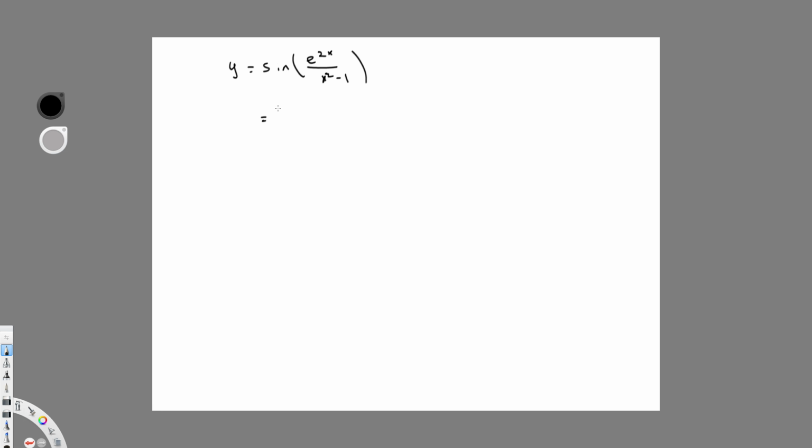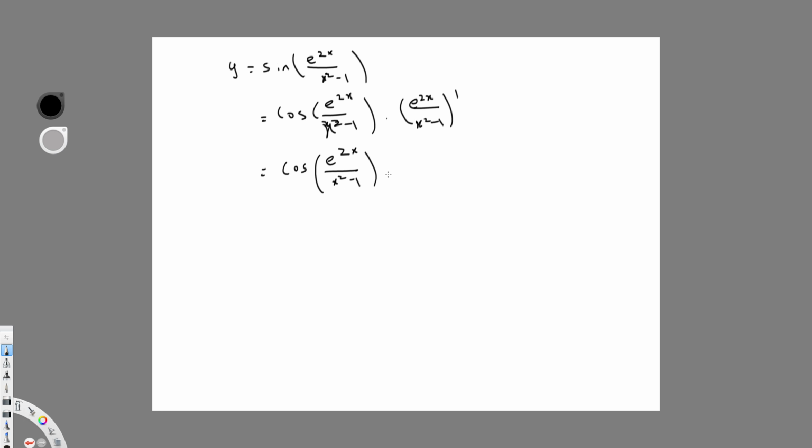So I have to put cos of e to the power of 2x over x square minus 1. Then the inside derivative, that's what the chain rule is. So the inside derivative is going to be the derivative of e to the power of 2x over x square minus 1, right? So the result is cos of e to the power of 2x over x square minus 1.